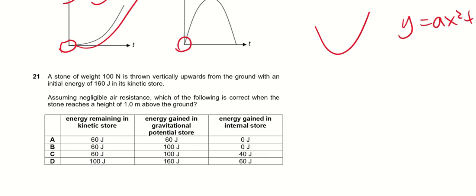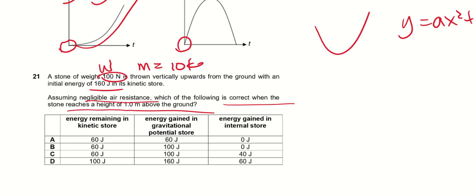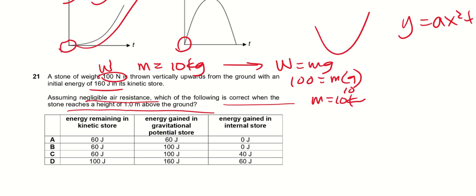Now, a stone of weight 100 Newton, so this is W, or force, is thrown vertically upwards from the ground with an initial energy of 160 joules in its kinetic store. So, assuming negligible air resistance, which of the following is correct when the stone reaches a height of 1 meter above the ground? So, with this weight of 100 Newton, I can know the mass to be 10 kg, right? Because using W equals mg, 100 equals m times g, where g is 10, so mass is going to be 10 kg.